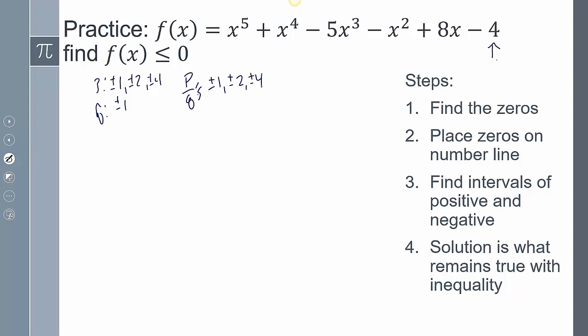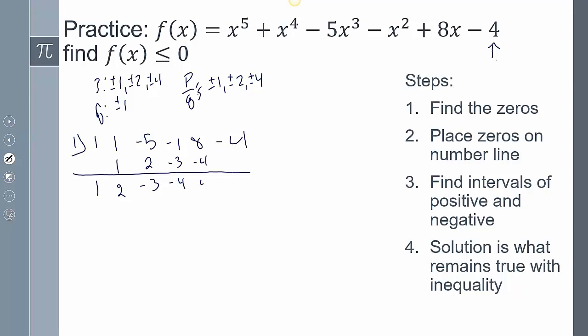So now finding the zeros, right? I have to test these. So let's try positive 1. I'm going to try 1 in my polynomial, writing out all the coefficients. And so bring it down, multiply, add, multiply, add, multiply, add, multiply, add, multiply, add. So now I have all those values that are going to be on the number line there.